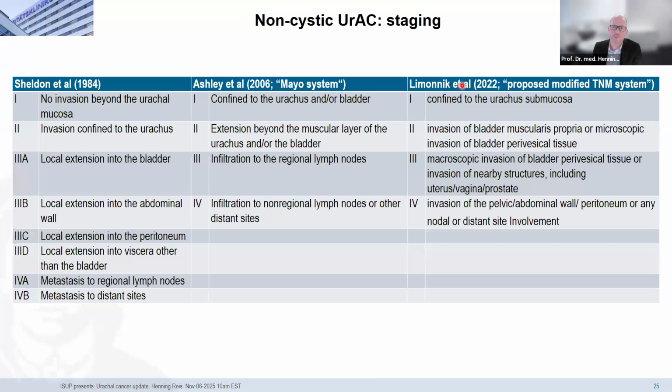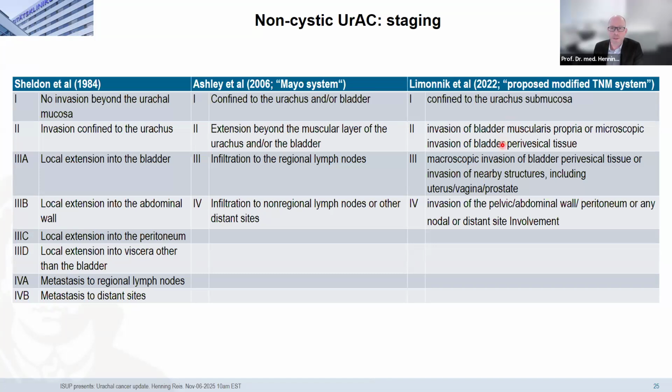There is one new proposed modified TNM AJCC system from Limonik and colleagues from 3 years ago. They used the TNM system of bladder cancer, which of course is not primarily designed for urachal cancer, because urachal cancer usually develops within the bladder wall. Usually it cannot be a T1 case, or only very rarely in urachal cancer, because these remnants are usually situated deeper in the wall. So they orientated and modified the system in this way.